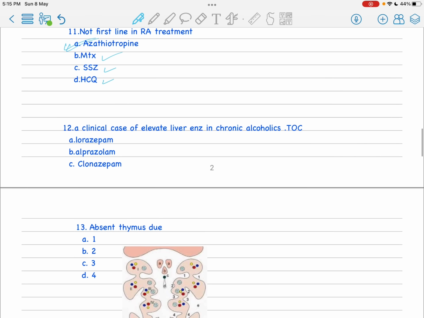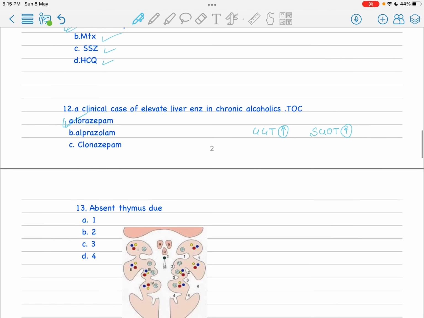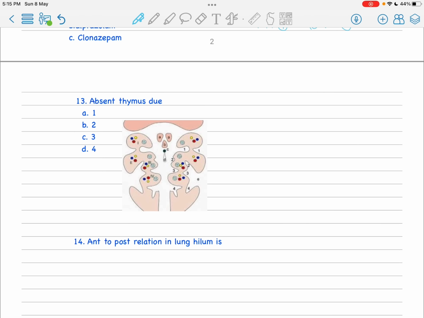Next, a clinical case in which liver enzyme is elevated in a chronic alcoholic, and I can't recall the exact values. There is something, gamma glutamyl transaminase is increased, SGOT is increased, and SGPT is also increased. As it is increased in chronic alcoholics, you have to give lorazepam, which is the treatment of choice in this case.